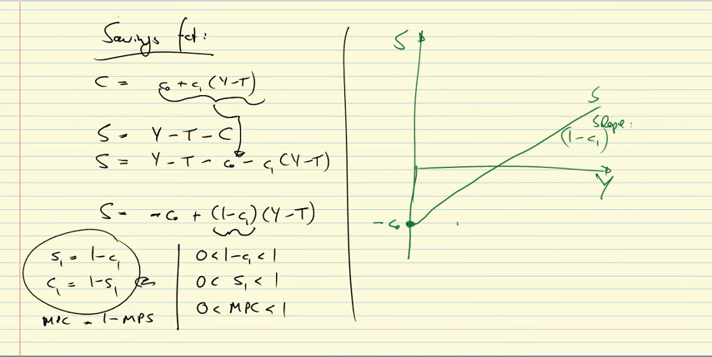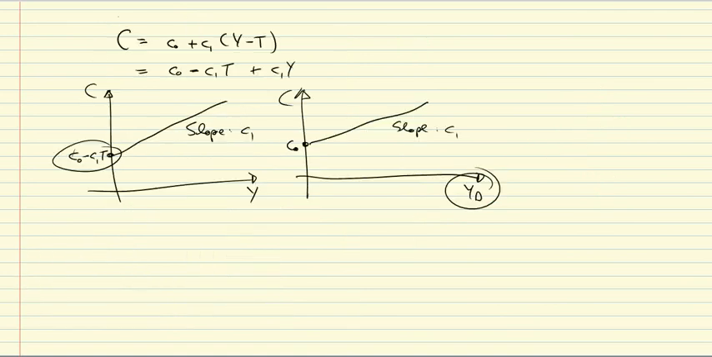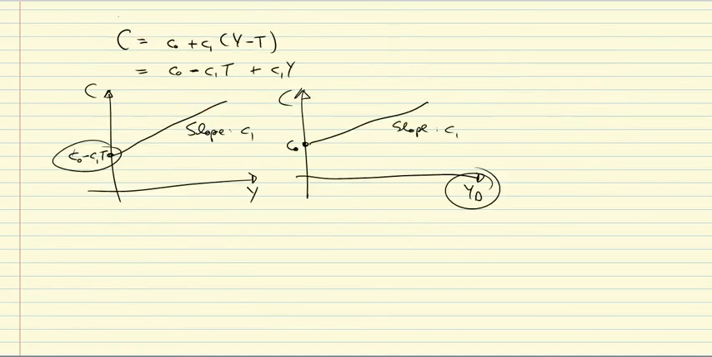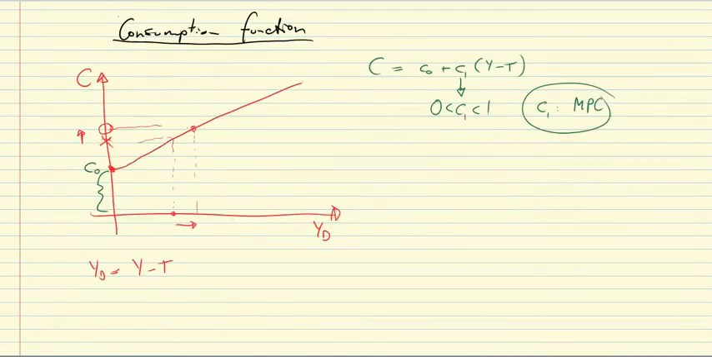So I'll leave it at that as an introduction to the consumption function. The key is that we have a positive but less than 1 marginal propensity to consume, and that we can express that in this graph where we have autonomous expenditures on this axis as the intercept, and then the consumption rising with additional dollars of income according to C1.